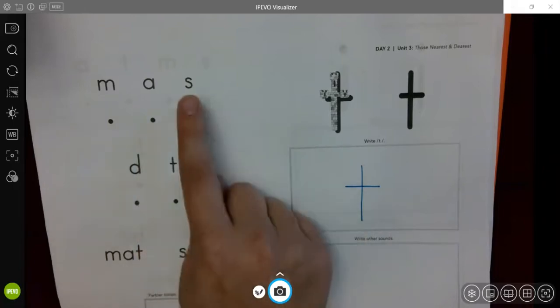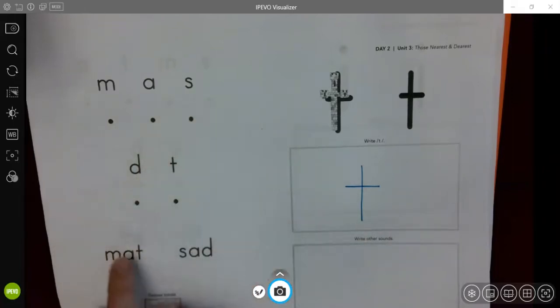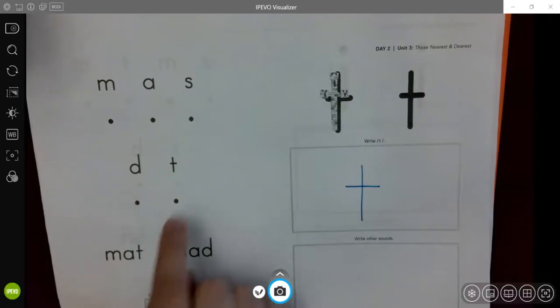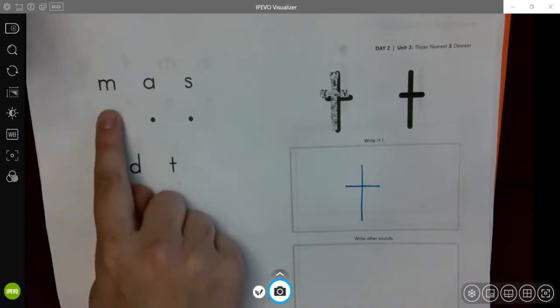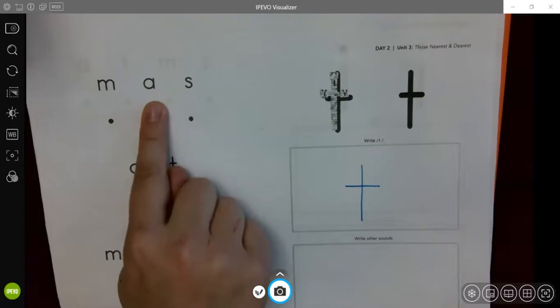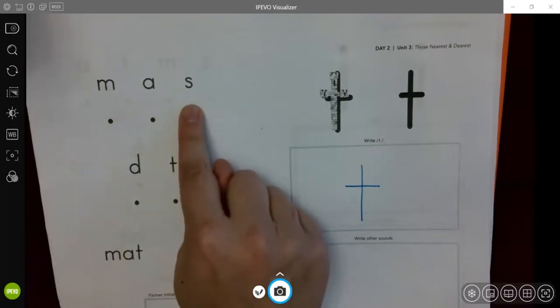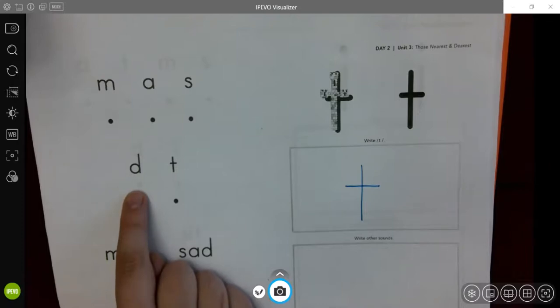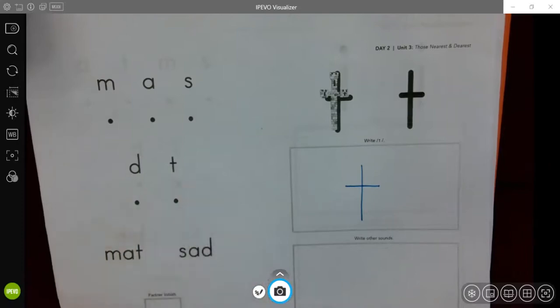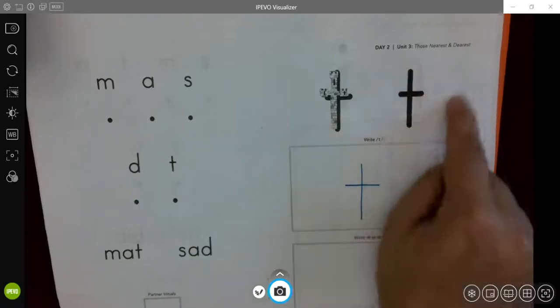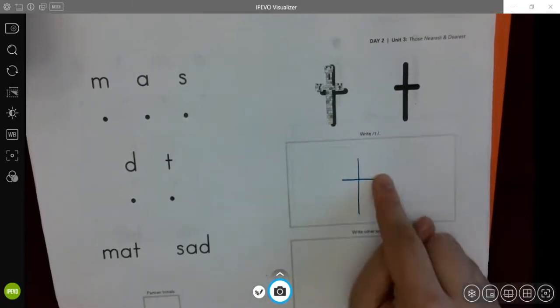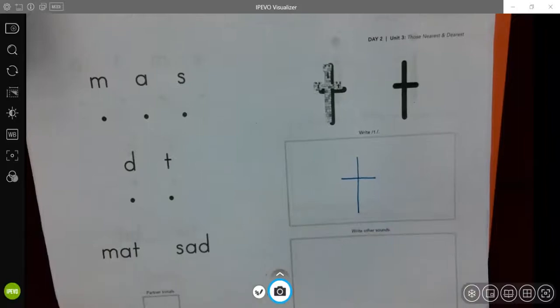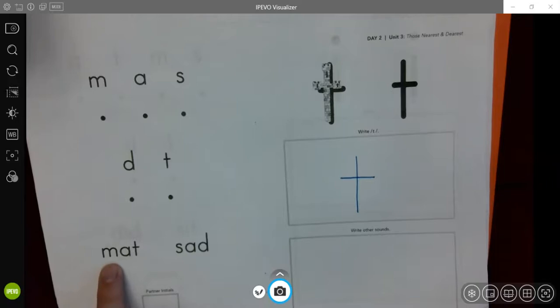A. D. Do it one more time. A. D. Great job. In this box, I would like you to write the lowercase letter T, just like right here. Once you are done, we're going to sound out these two words.